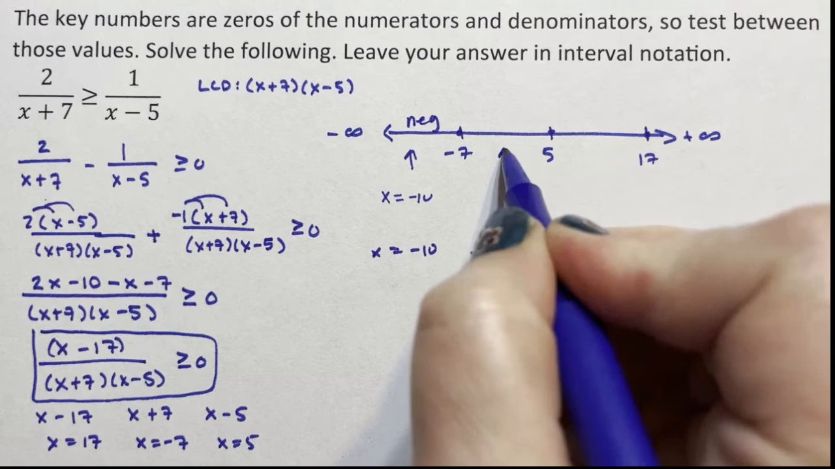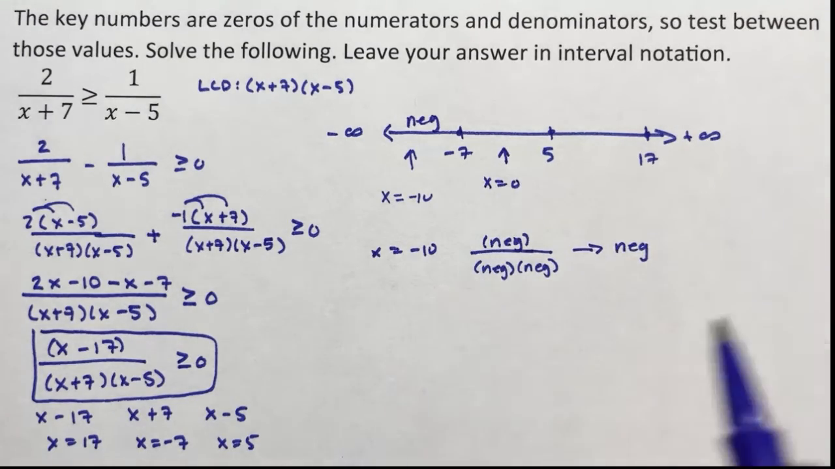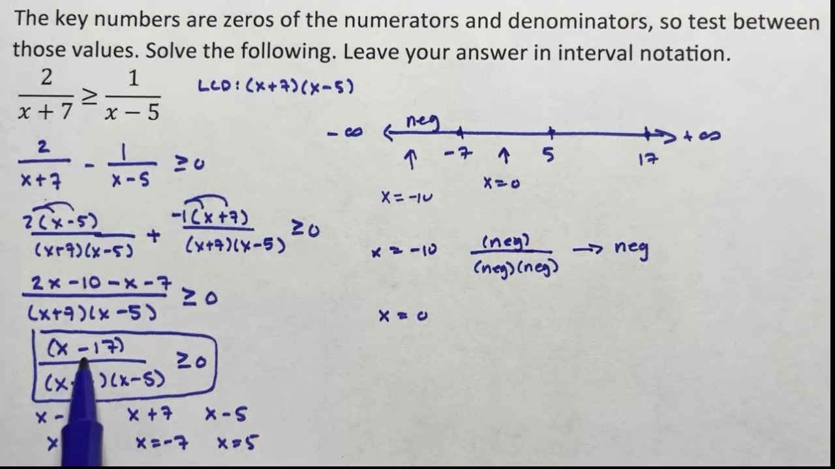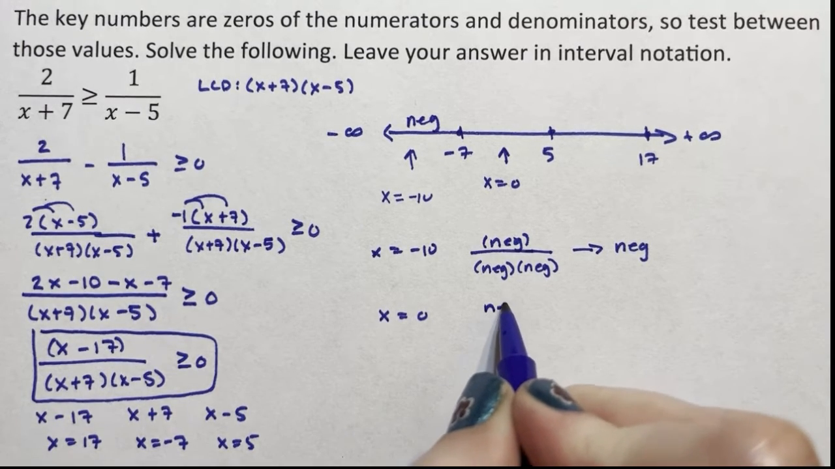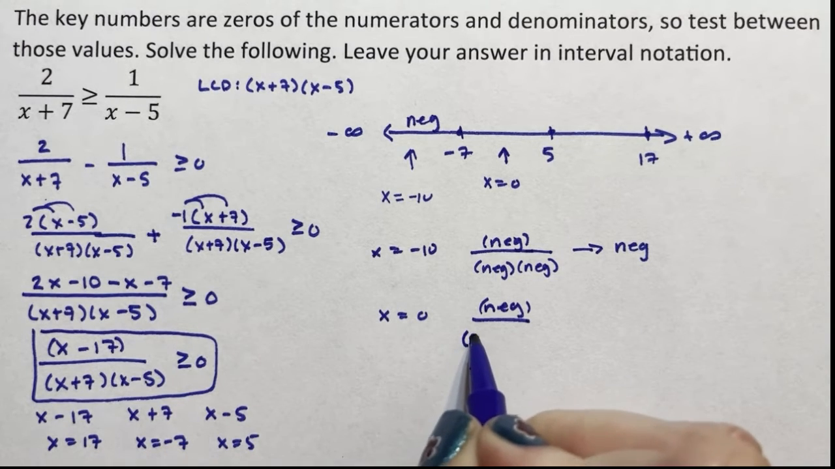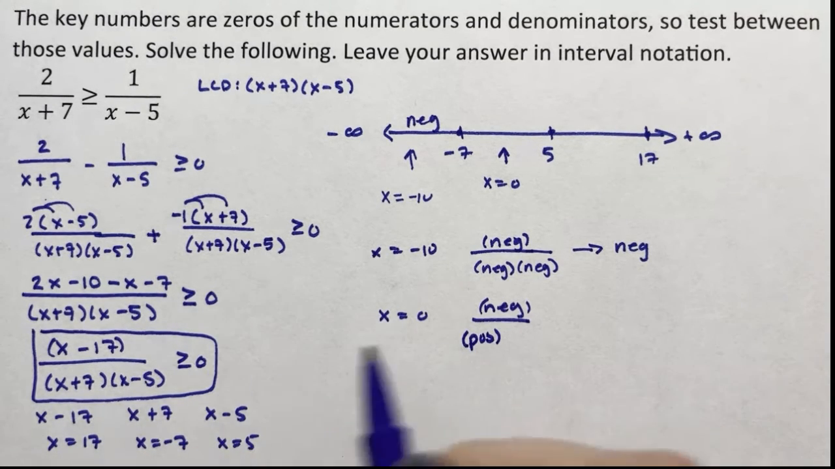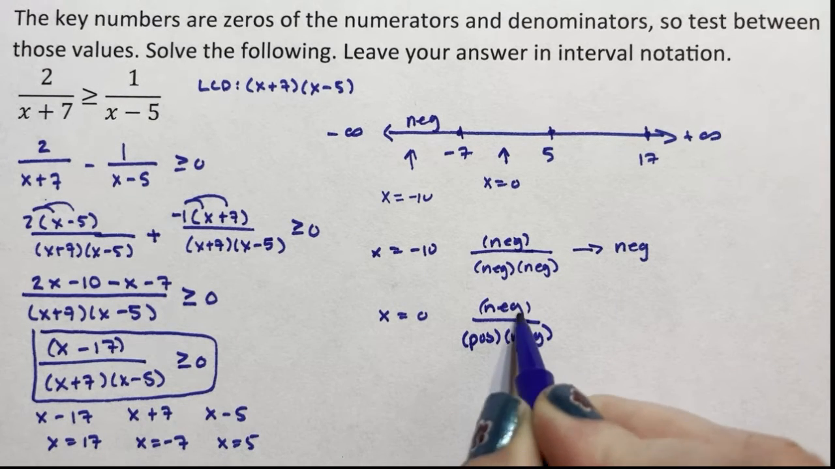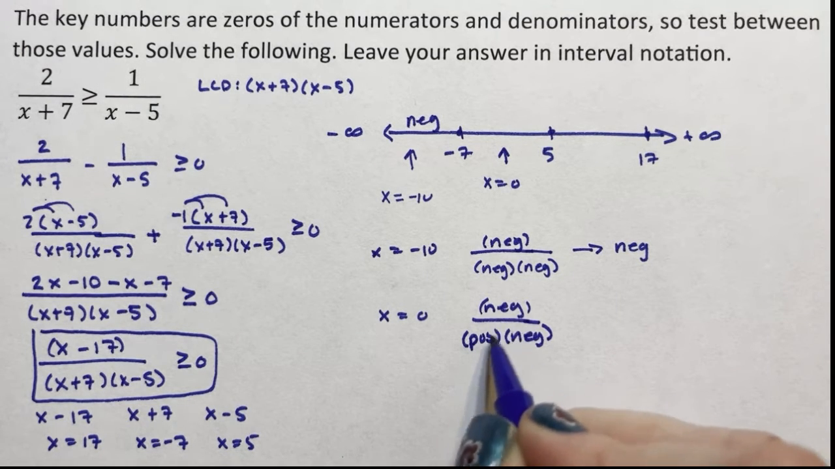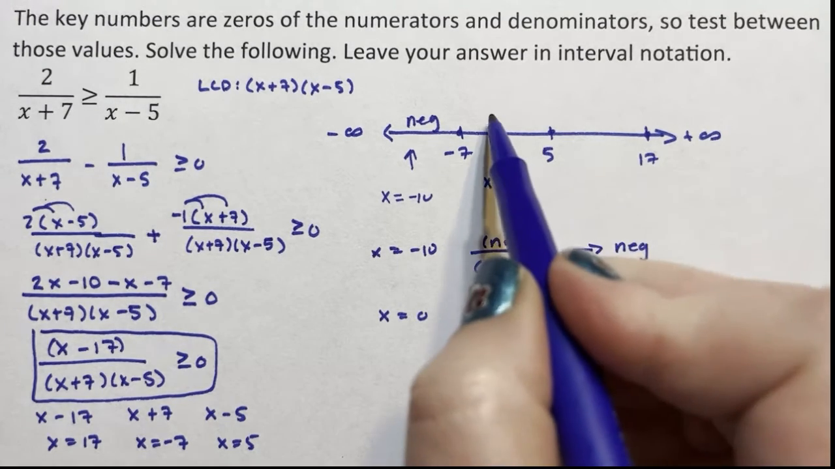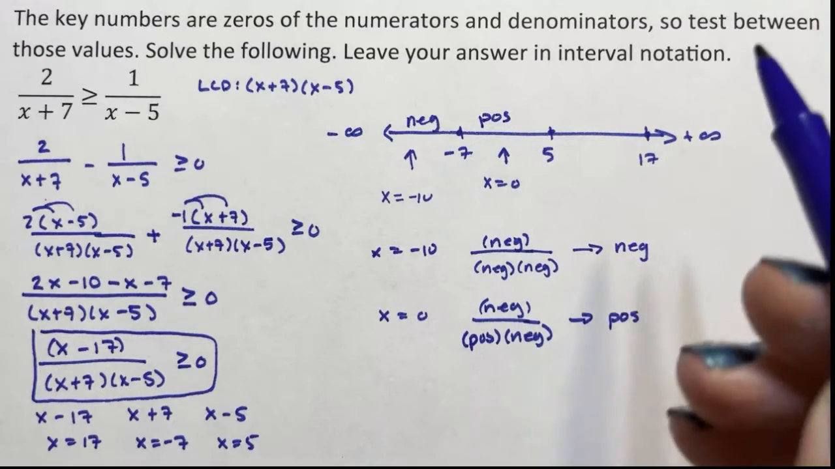I'm next going to test 0. 0 is easy. 0 minus 17, negative. 0 plus 7, positive. 0 minus 5, negative. Negative divided by negative is positive. Positive, positive. This is all positive. So this interval is positive.